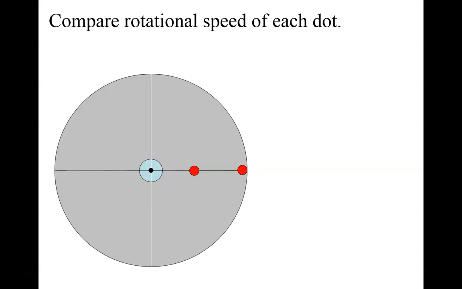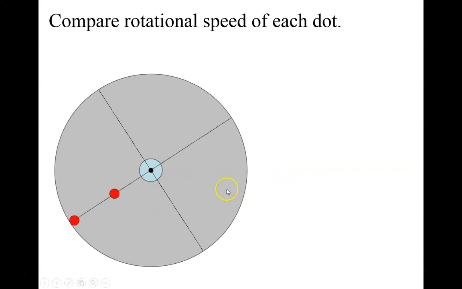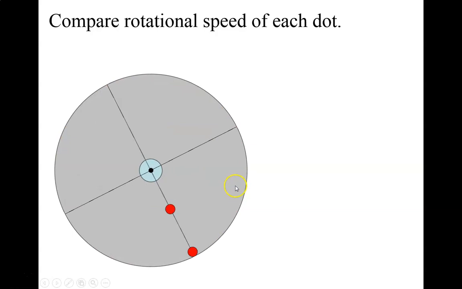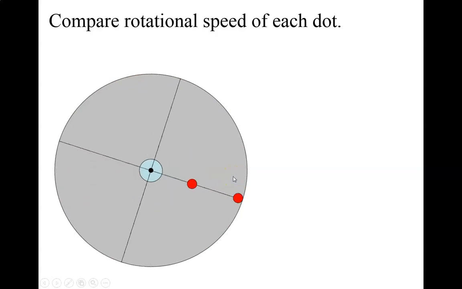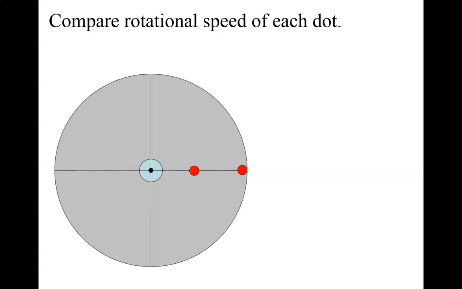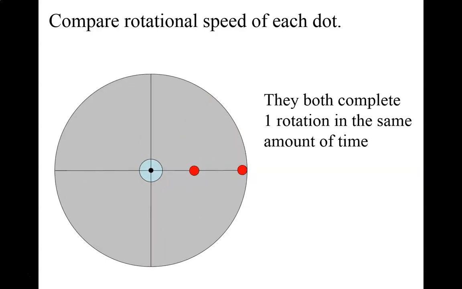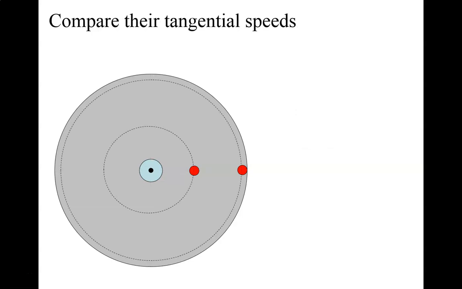Okay, so if we've got two ladybugs on a record, which is what the book likes to talk about, and we give the record a spin, and I were to compare the rotational speed of each dot, you can bet that these would be some multiple choice questions along these lines. So which dot is making more rotations per second? Well, they each make one rotation in the same amount of time, so their rotational speed is the same.